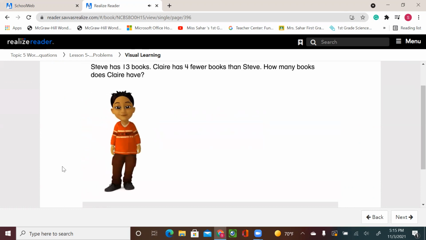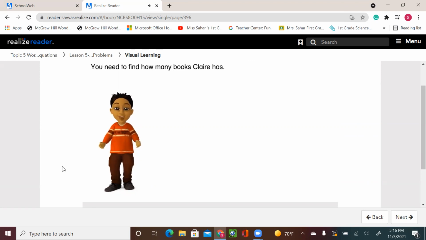Steve has 13 books. Claire has 4 fewer books than Steve. How many books does Claire have? What information does the problem give you? The problem tells you that Steve has 13 books and Claire has 4 fewer books than Steve. What is the problem asking you to find? You need to find how many books Claire has. Let's find out.